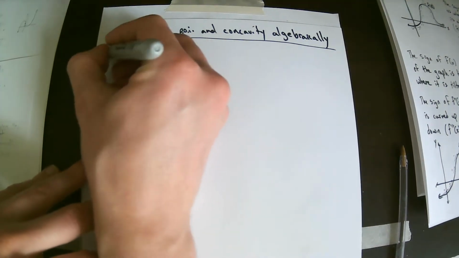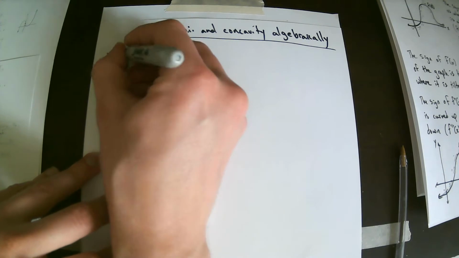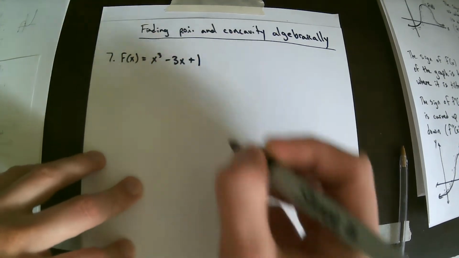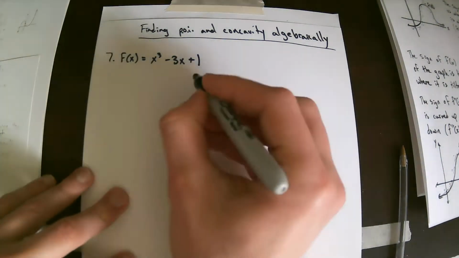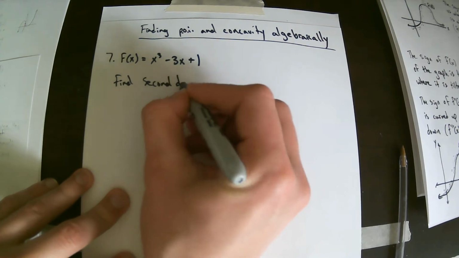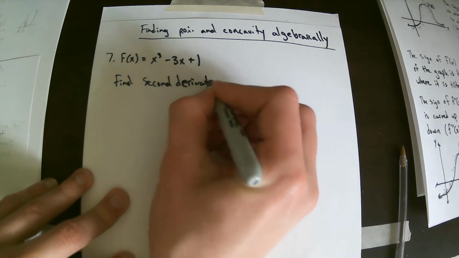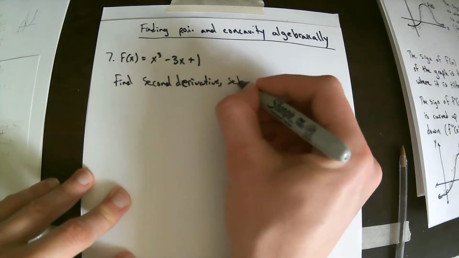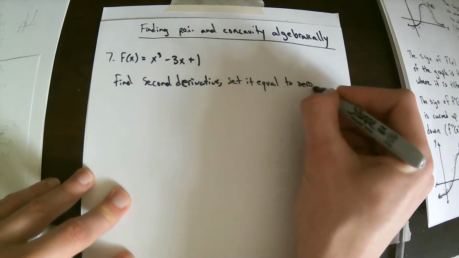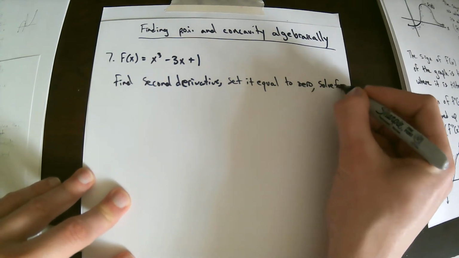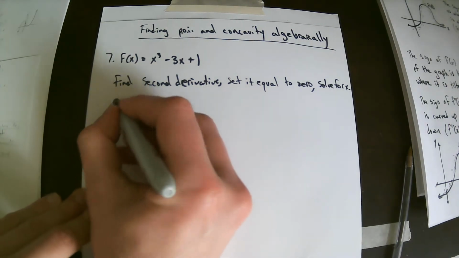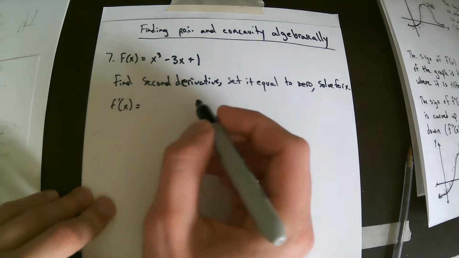So number 7 is going to be a cubic function. F of x is equal to x cubed minus 3x plus 1. We want to find the second derivative, set it equal to 0, and solve for x, or whatever the input variable is. In this case, it's x. First derivative. Got to get the first derivative to get to the second derivative.